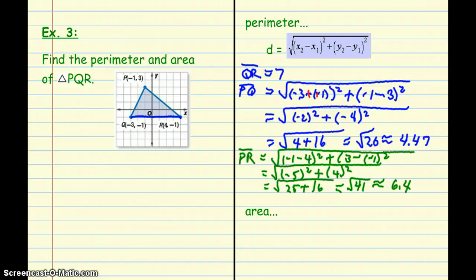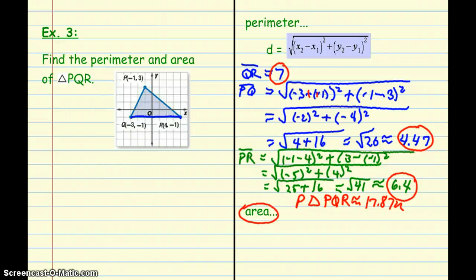Now, what we need to do to find that perimeter then is take our 7 plus our 4.47 and our 6.4 and add those three numbers together. So 7 plus 4.47 plus 6.4. So our perimeter of triangle PQR is approximately 17.87, and we can just say U for units. Okay, that's for perimeter. Now we need to find the area.